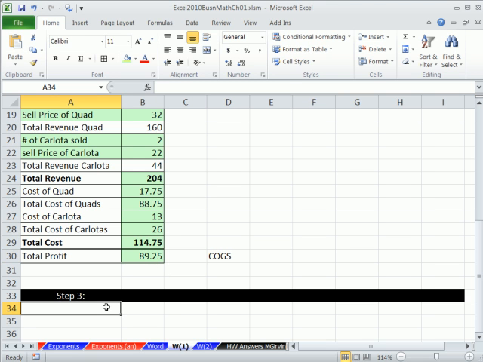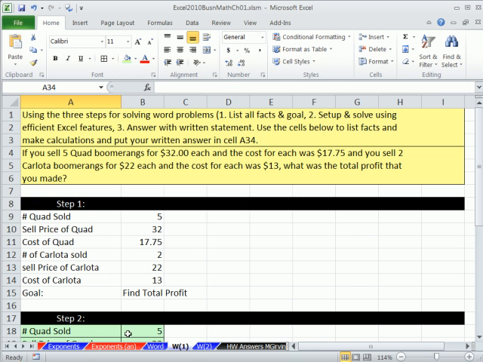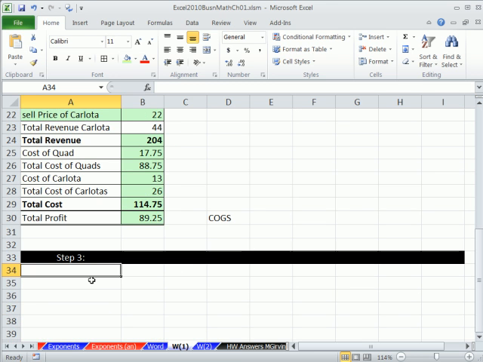Now we need to put this in words. So the way you can approach this is just go up and look at the words here. It says, what was the total profit that you made? So we can just say the total profit we made was our answer. So literally steal the nouns and the verbs from the original problem and reuse those in your answers.